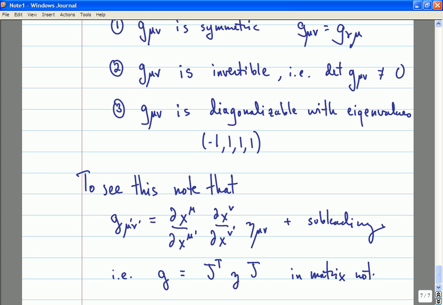Now, eta, of course, is the metric of flat spacetime, which has these three properties, 1, 2, and 3, I wrote at the top of the screen. Eta is symmetric, invertible, and diagonalizable with these eigenvalues. And so if G is related to eta by conjugation by this Jacobian matrix, then G must have these properties as well.